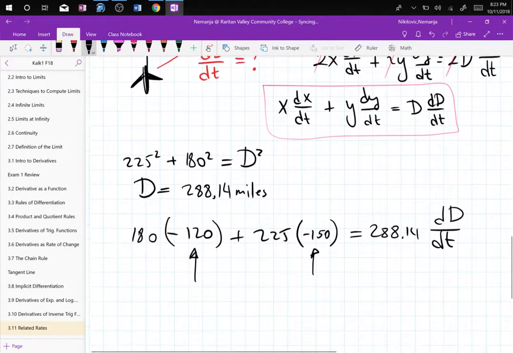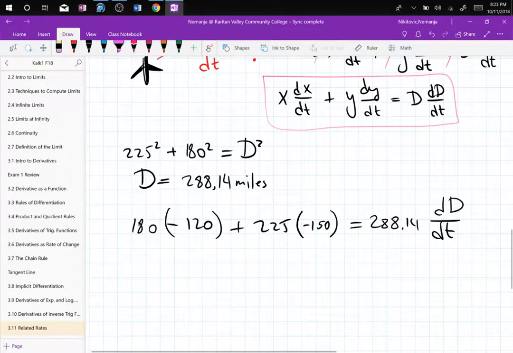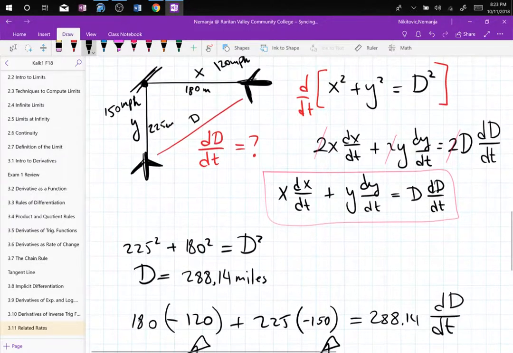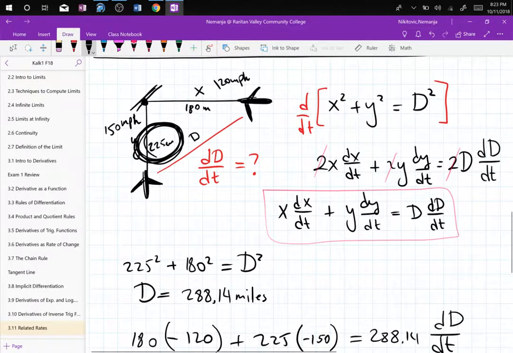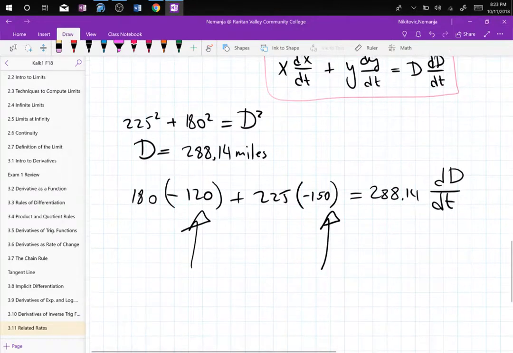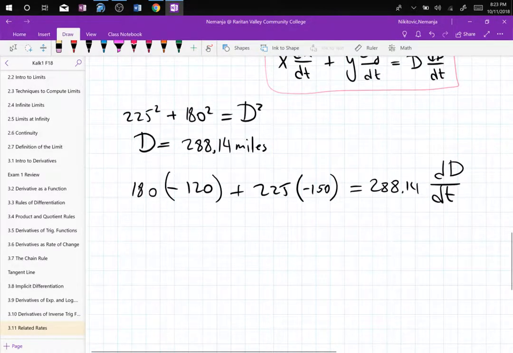So you have the negative rates on both of them because they're both getting closer and they are covering this distance, making the distance smaller. So now all of this is going to make sense. Good. So what do we have?